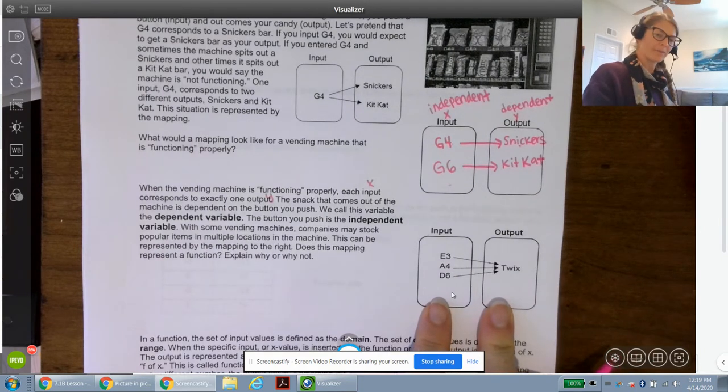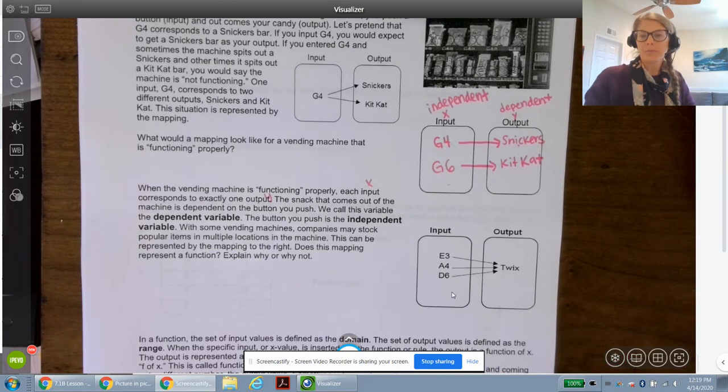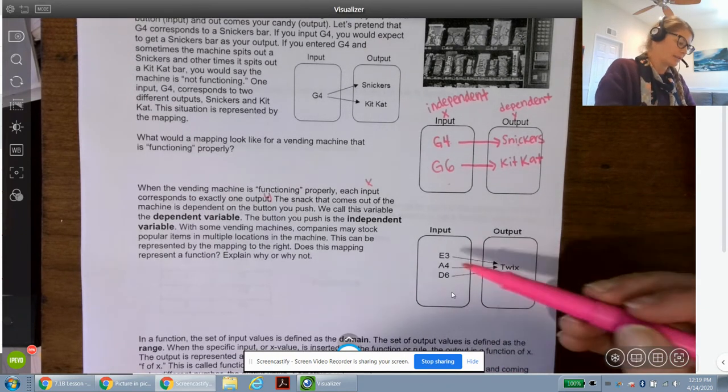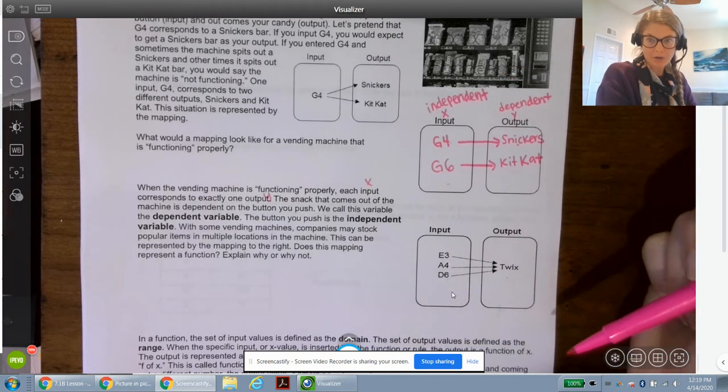Does this mapping represent a function? Why or why not? Because the vending machine guy can only come and stock it once a week, or maybe twice a month, depending on our candy needs for that machine, Twix is the most popular candy in this machine. So they decided to fill 3 different rows with just Twix bars.